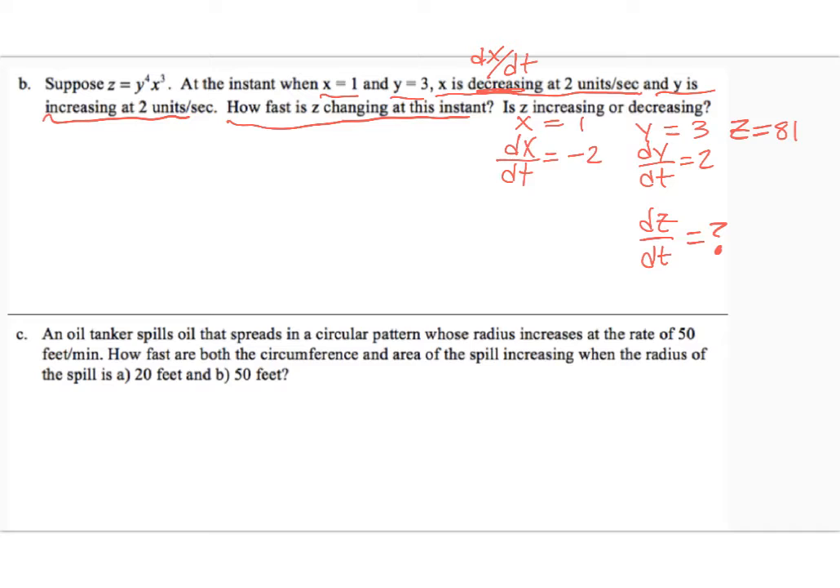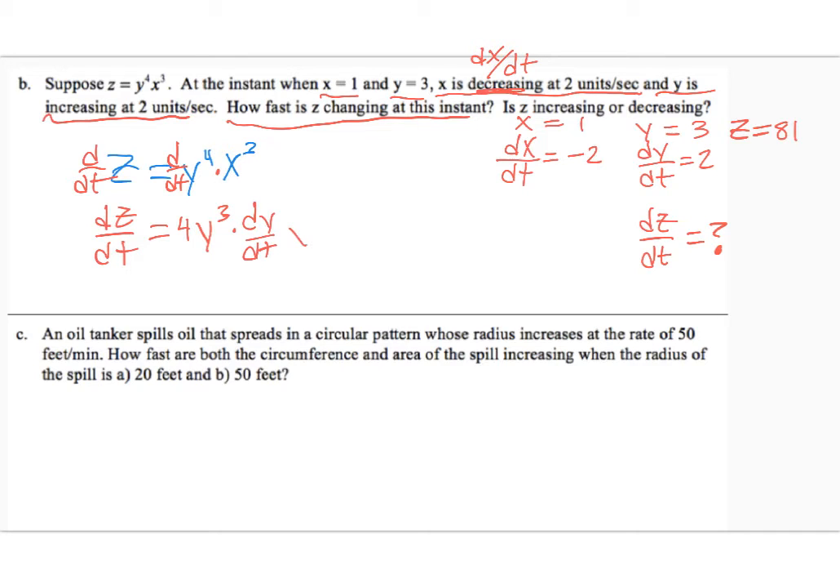Okay, so now I'm going to go with my equation. Z is equal to y to the 4th, x to the 3rd. I'm going to take the derivative of both sides with respect to time. So we get dz dt, that's what we're looking for. And here I've got a product rule. So that's going to be 4y to the 3rd times dy dt, x to the 3rd, plus 3x to the 4th, and by the 4th I mean second. That's going to be dx dt, and then y to the 4th.